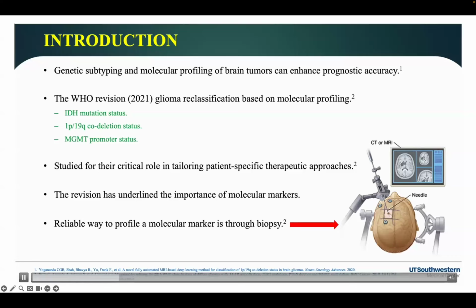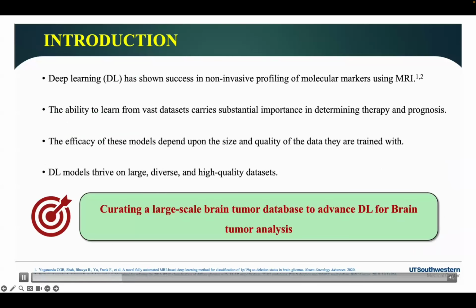Recent advances in radiomics and deep learning have shown great success in non-invasive profiling of molecular markers using MRI. However, the efficacy of these models depends upon the size and quality of the data they are trained with. As data-driven entities, these deep learning models thrive on large, diverse, and high-quality datasets. To facilitate further research on using deep learning models for brain tumor analysis, we have meticulously curated a comprehensive brain tumor database.